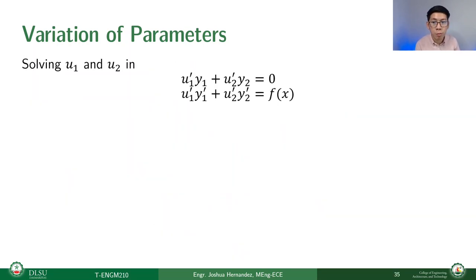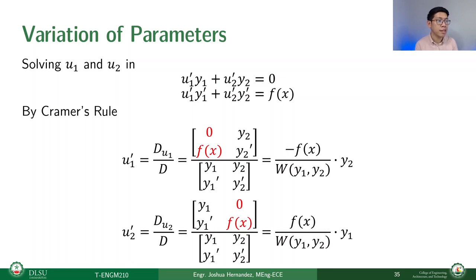Now, solving u sub 1 and u sub 2 by Cramer's rule, we will arrive at this expression. I will not show the nitty-gritty; please review the derivation if you are interested. Basically, if you just apply Cramer's rule, you will get it. If this is your equation, you get the value of u sub 1 by taking du sub 1 over d, where d is your determinant.